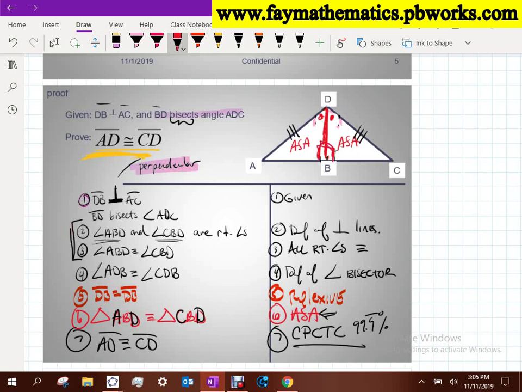Okay, and we'll have an entire section devoted to that. But this is what this is leading to, guys. Trying to figure out key information about other facts, other figures, maybe other triangles, based on knowing congruencies of smaller triangles. Okay.